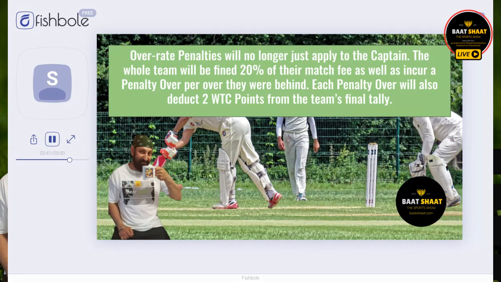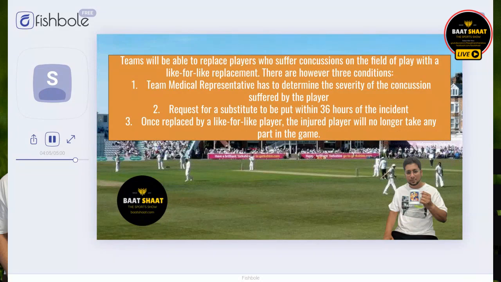As well, a penalty over will be added to the penalized team for every over they're behind, and each penalty over will also deduct 2 World Test Championship points from the team's final tally. So it's up to a maximum of 100% match fee if you are 5 overs behind. Pretty rough deal.